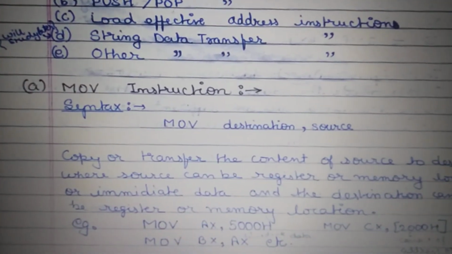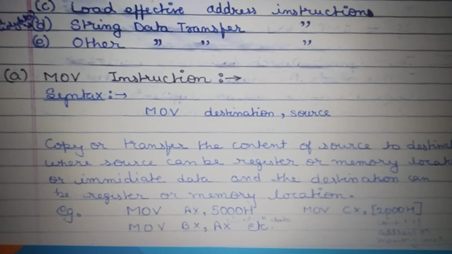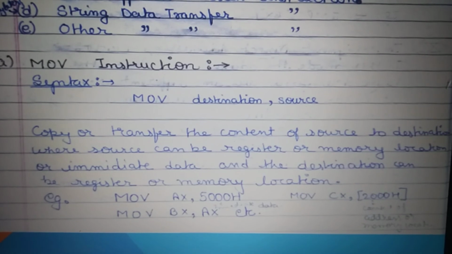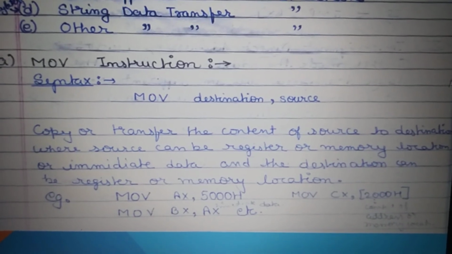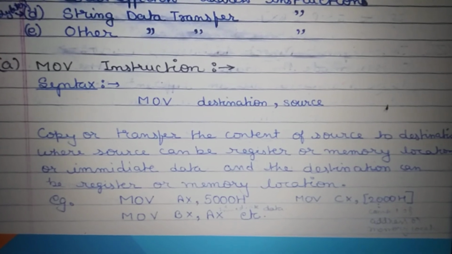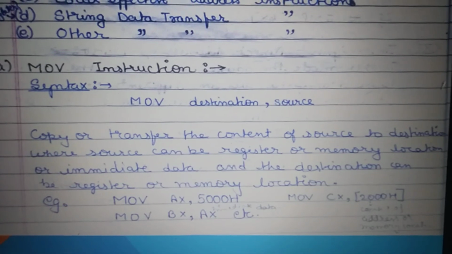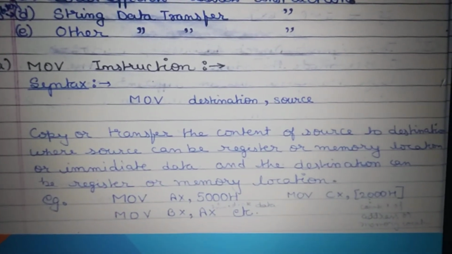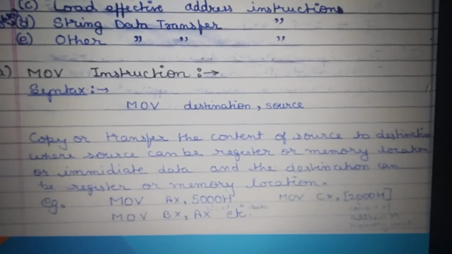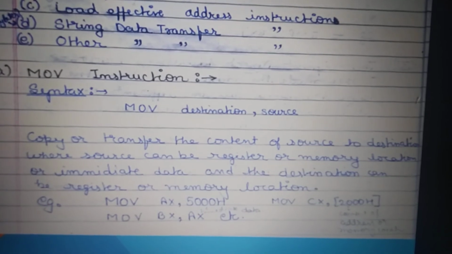What is the format of the move instruction? Move destination comma source. Here the content of the source is copied and transferred to the destination. The source may be a register or a memory location or immediate data, that will be transferred to a destination register. The format of this instruction is now clear to you.